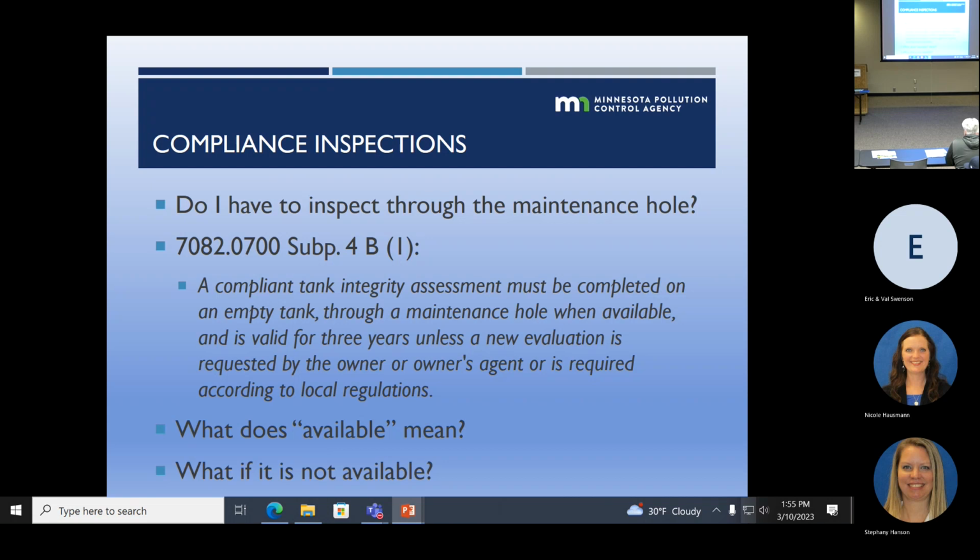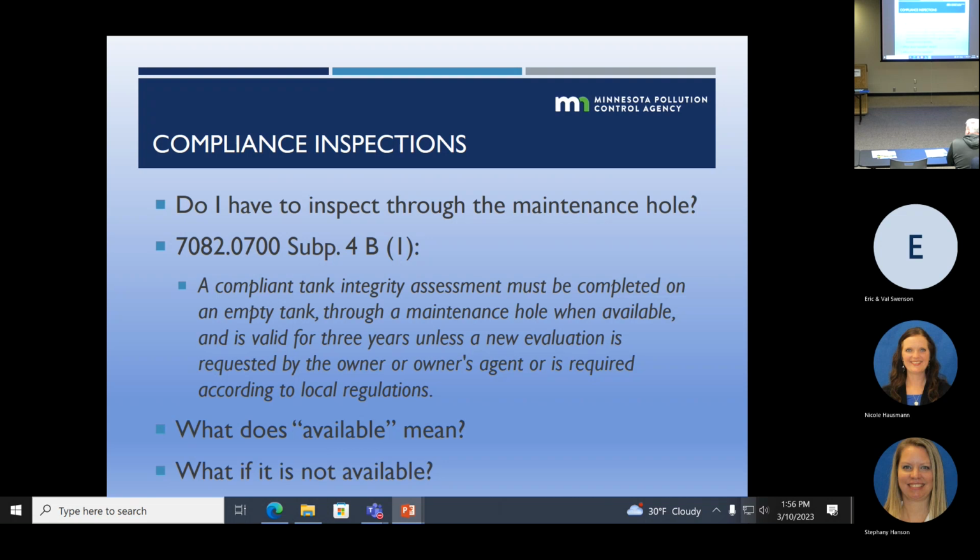And the rule says, well, it says what it is on the board here. Compliant tank integrity assessment must be completed on an empty tank. Yep, we know that already. Through a maintenance hole when available. What does that mean? What does available mean? And what if it's not available? Available has no definition in rule, so that's exciting. So that means we're all kind of just floating on that one.